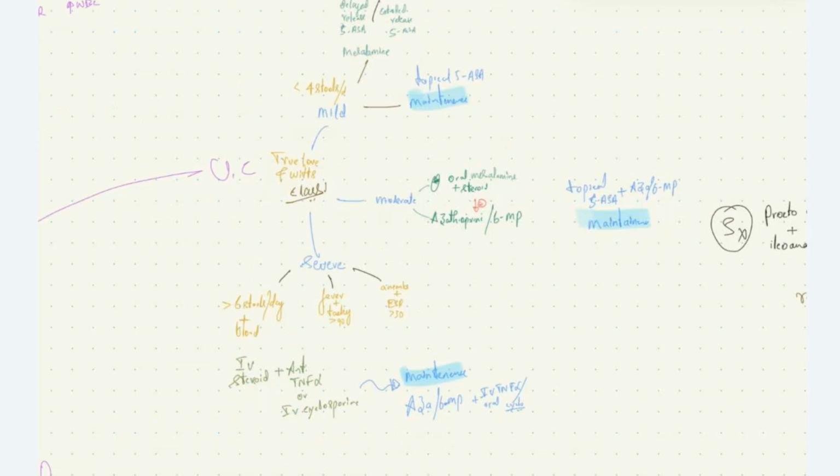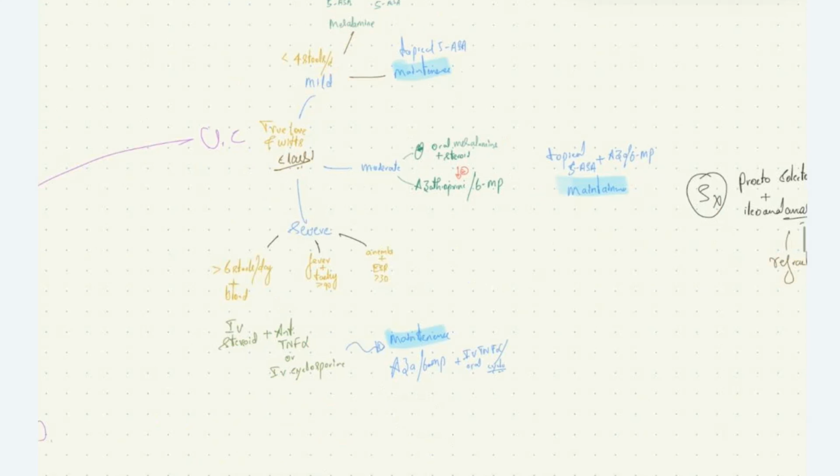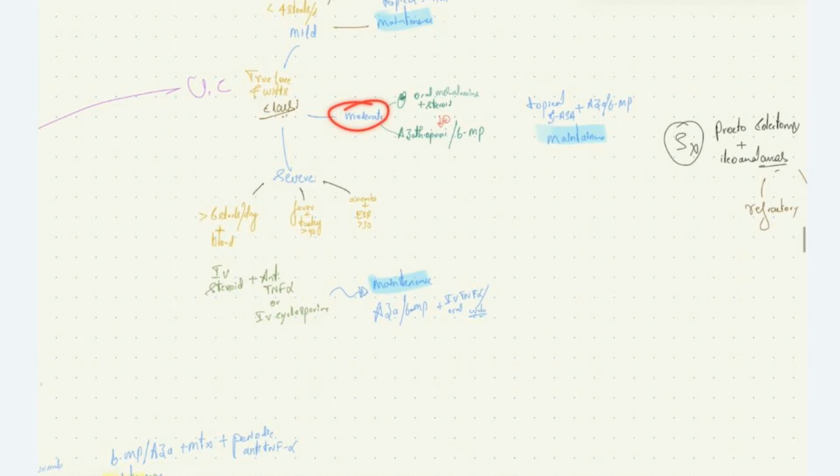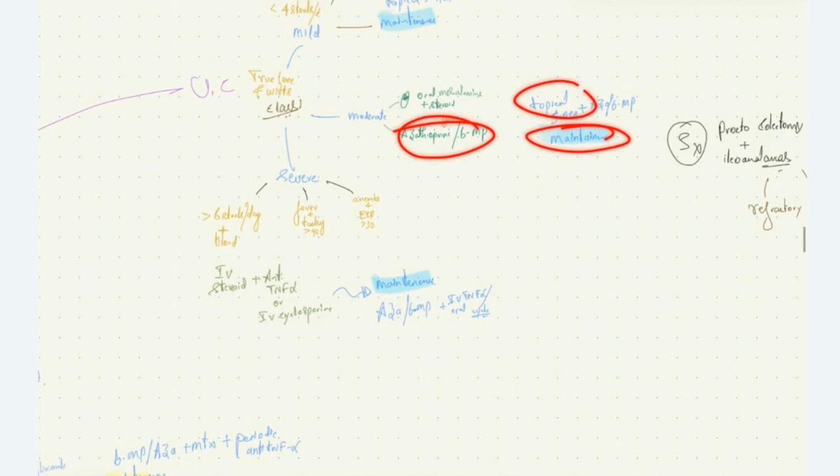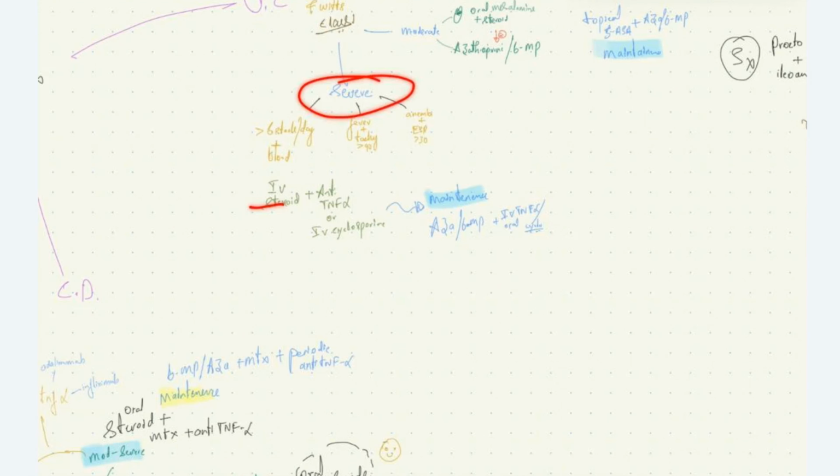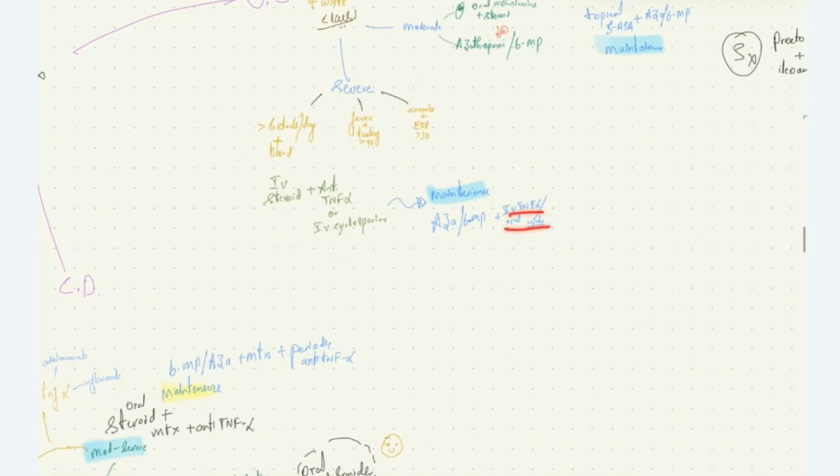In mild disease, we give mesalamine followed by topical 5-ASA maintenance. In moderate disease, we give oral mesalamine and steroid, followed by azathioprine and 6-mercaptopurine if it is resistant to this. For maintenance, we give topical 5-ASA and azathioprine or 6-mercaptopurine. In severe disease, we give IV steroid with anti-TNF alpha agents or IV cyclosporine, followed by azathioprine, 6-mercaptopurine and anti-TNF alpha or oral cyclosporine maintenance.